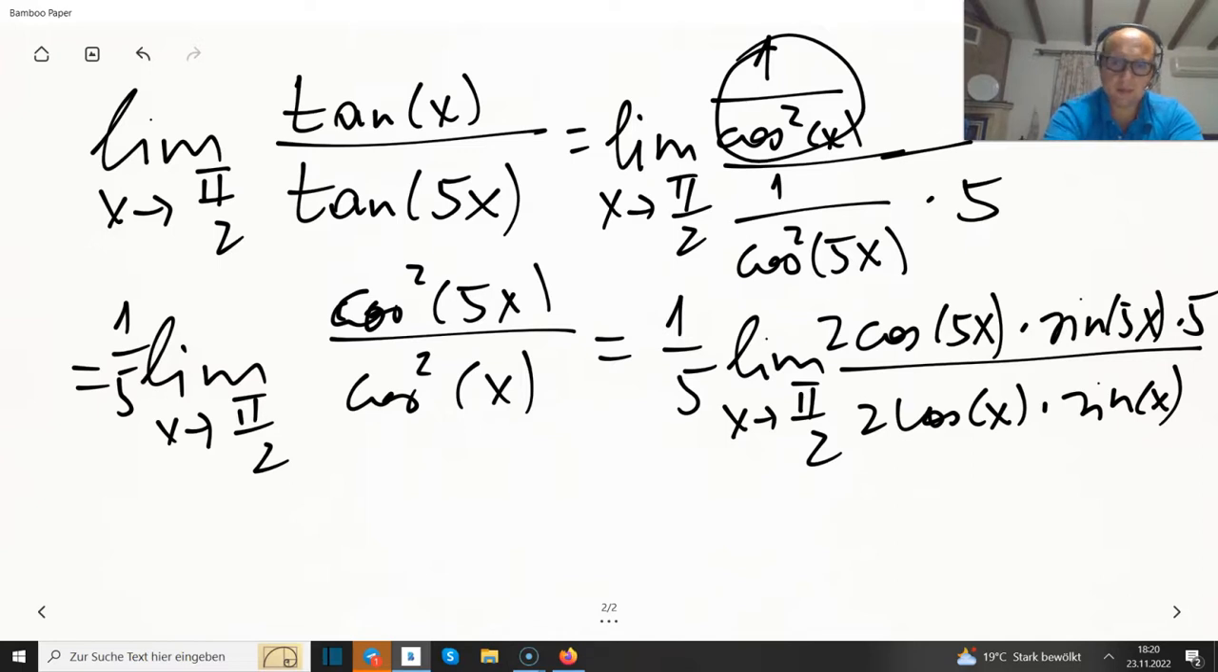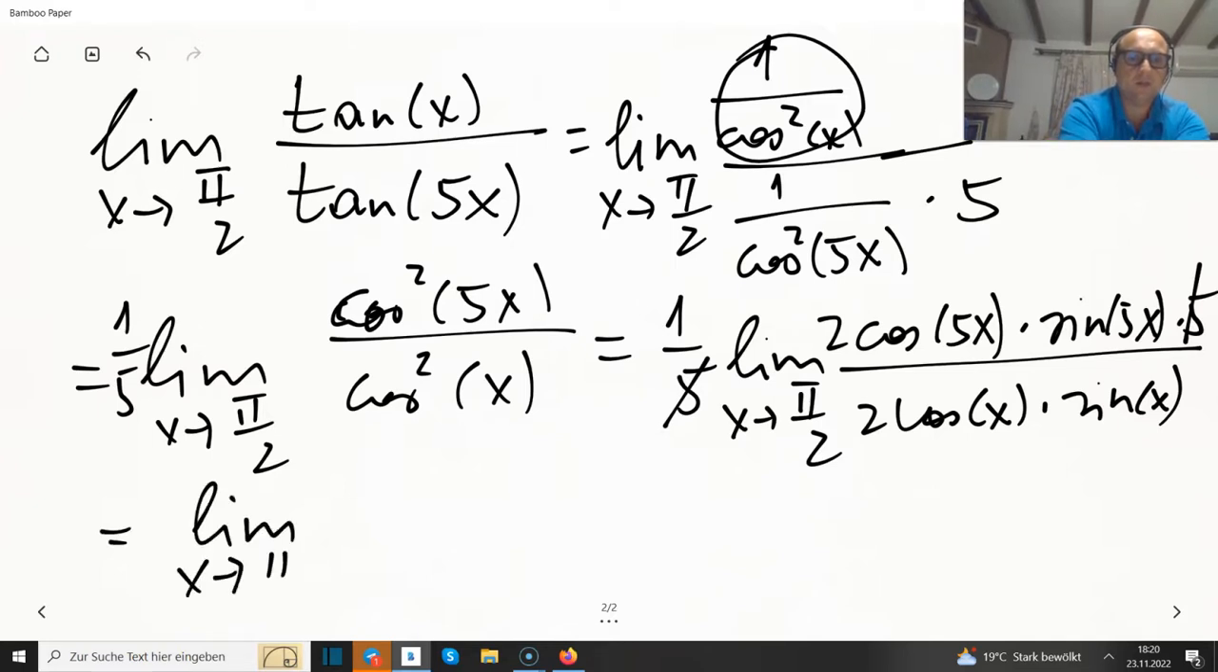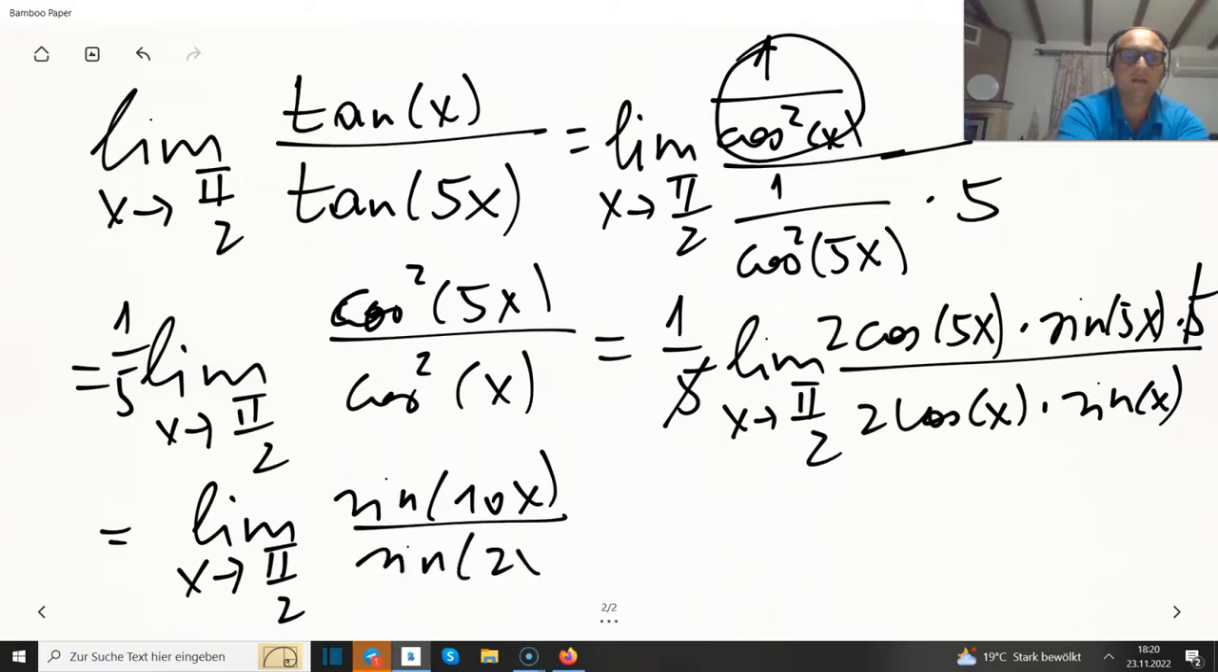Well, we can take 5 out. It's going to be canceling with this 5. And then we have a limit x towards pi divided by 2. We have sine of 10x, applying the double angle formula, and the sine of 2x. Is that somehow better than the previous result?